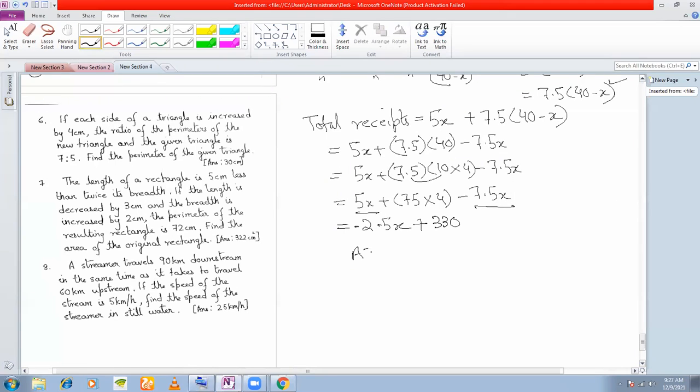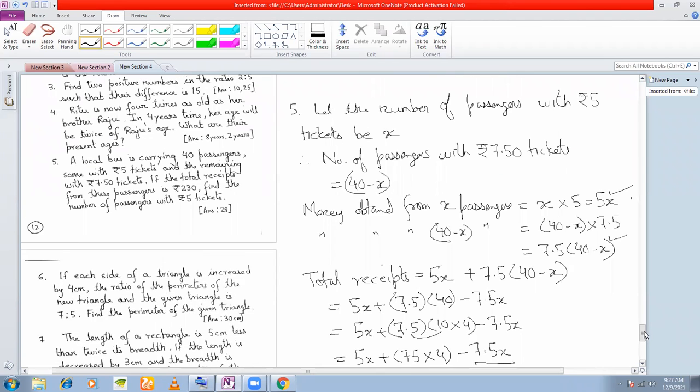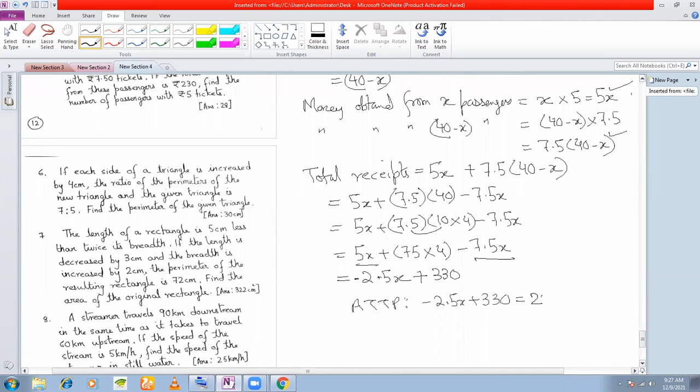So according to the problem, you have minus 2.5x plus 300 must be equal to the total, which is 300. Okay, so this should be your equation. Solve this to find x, and then the question asks to find the number of passengers with rupees 5 tickets. So the value of x will give you the number of passengers with rupees 5 tickets. Okay.